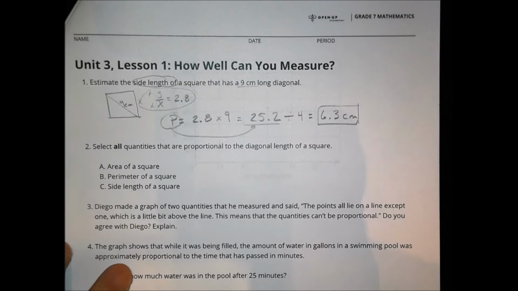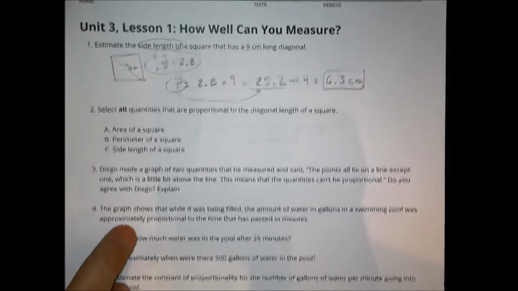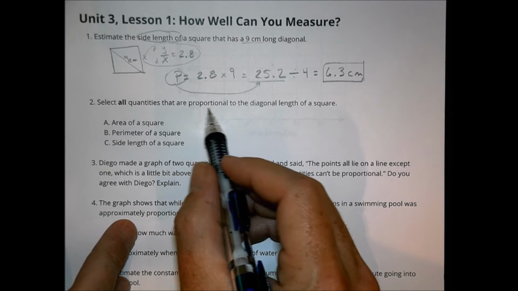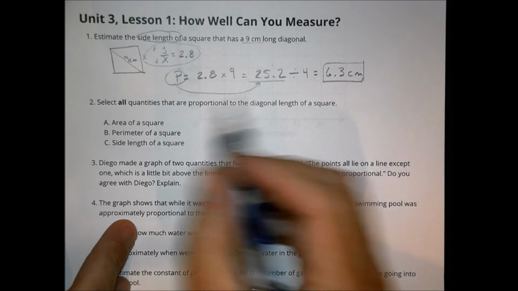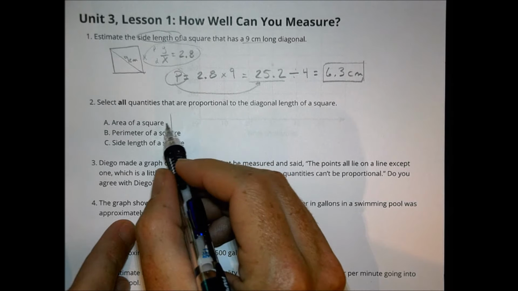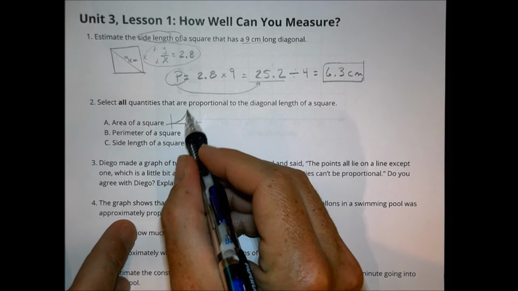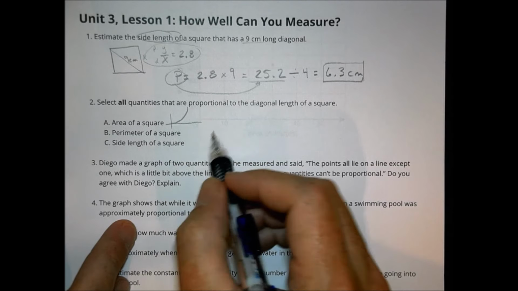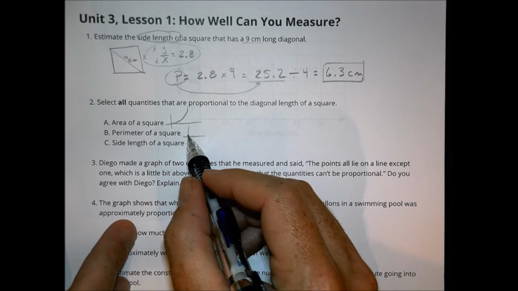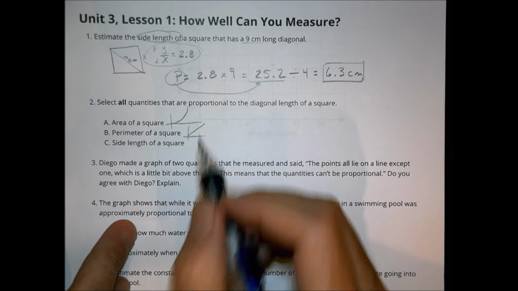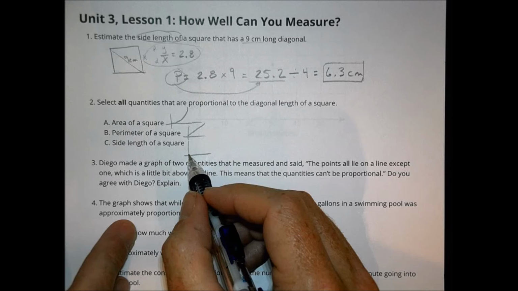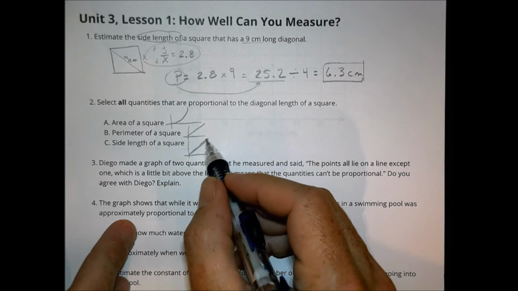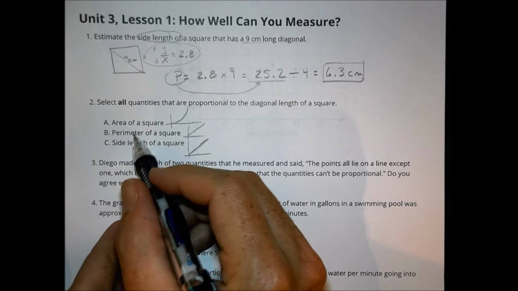Number 2, select all quantities that are proportional to the diagonal length of a square. Really, it's a follow-up on what we did in class. Area: we said that area with a diagonal is going to be a curved line, so that is not going to be proportional. Perimeter and diagonal, we've already proven, was going to be somewhat of a straight line. The same is true with the side length. You're going to get a straight line with the side length as well, because the side length is going to be a constant there.